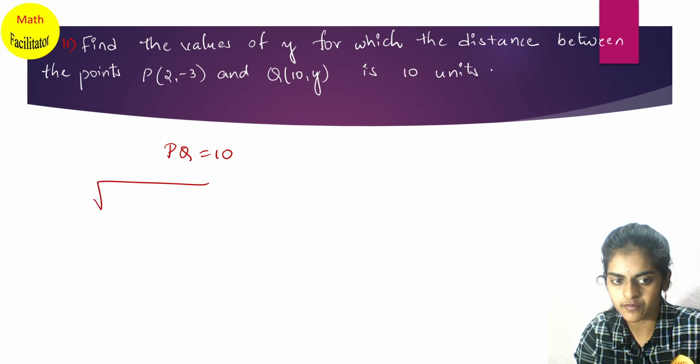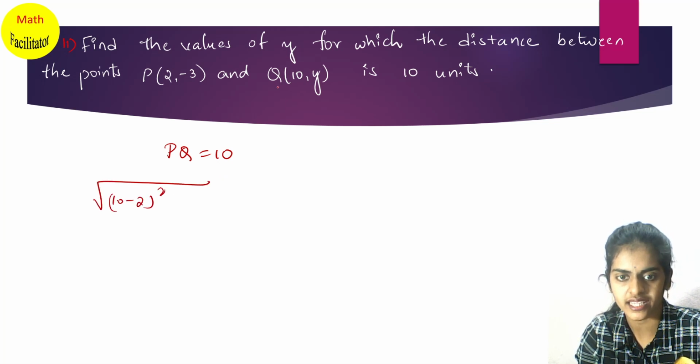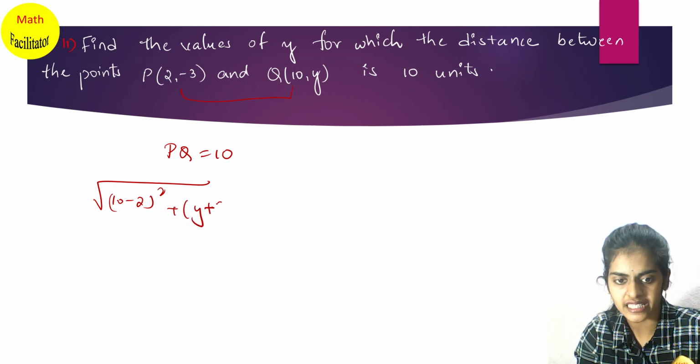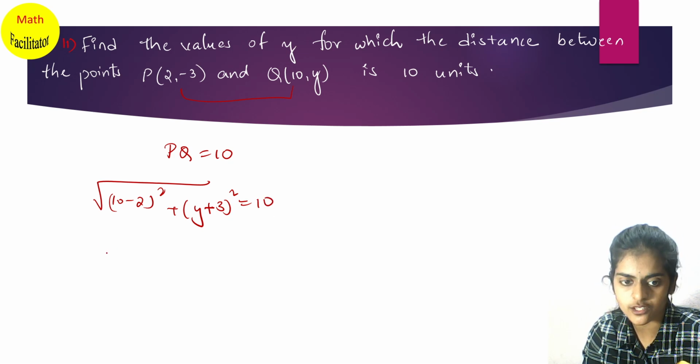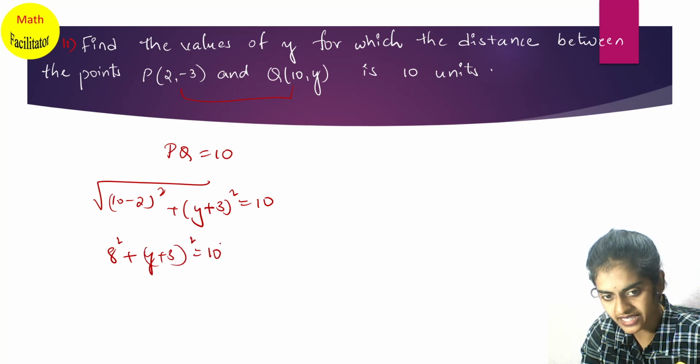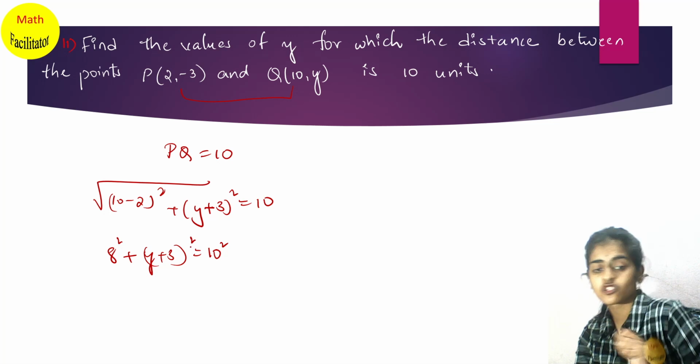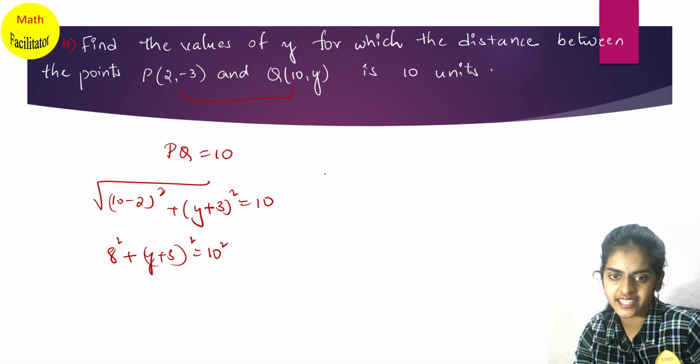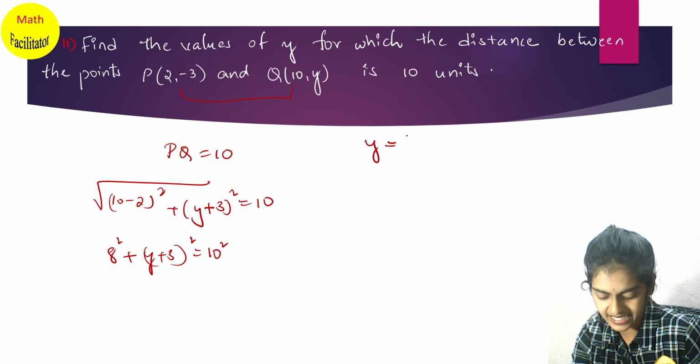So what is the distance PQ? It is root over (10 minus 2) the whole square plus (y minus of minus 3, which is y plus 3) the whole square, is 10. Now square it. So 10 minus 2 is nothing but 8 square plus (y plus 3) whole square is equals to, squaring on both the sides, 10 square. So solve this, you'll get the value of y.